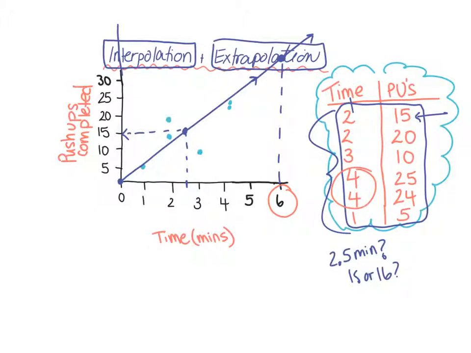So extrapolation is outside of our data points. I would say it would be less accurate. It might not even be true at all. Depends what you're looking at.